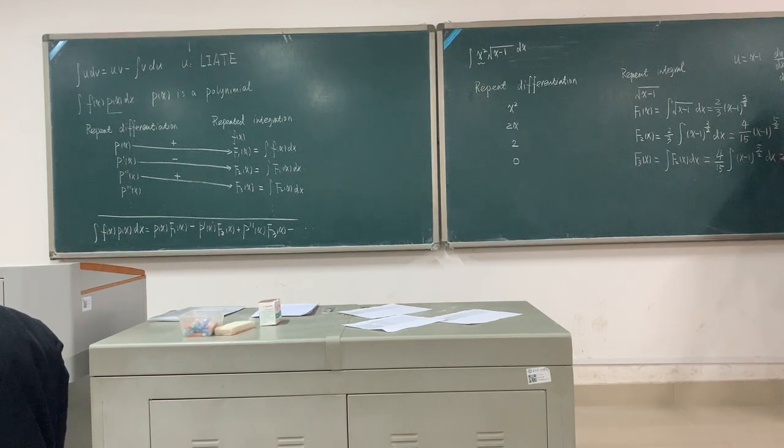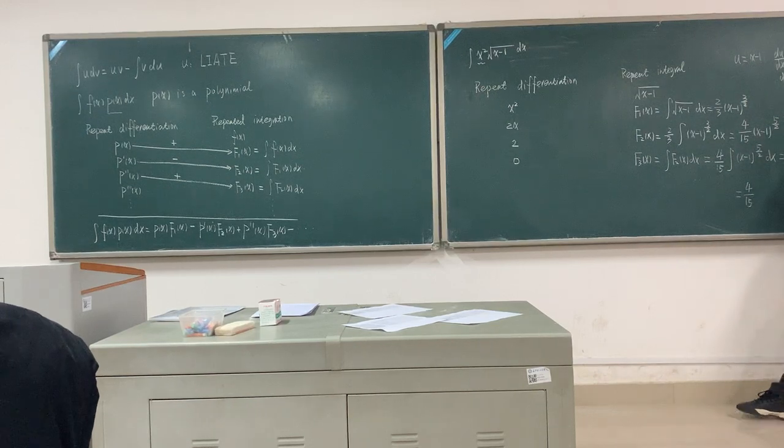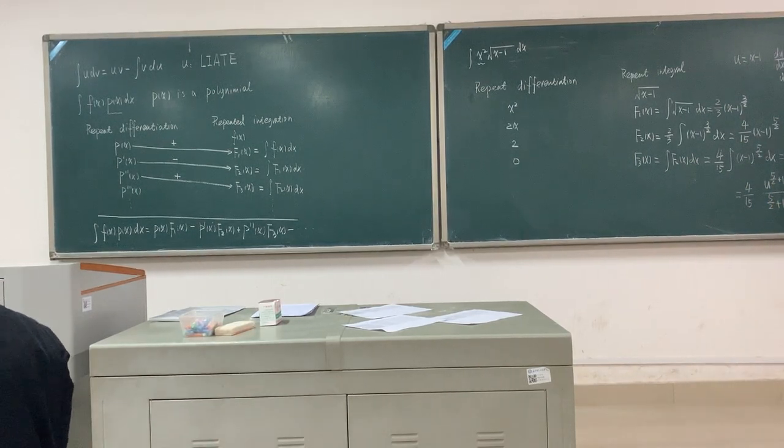So here actually is 4/15, and u to the power 5/2 du. So we need to find the antiderivative of this function. So here actually is 4/15, and u to the power 5/2 plus 1. Okay, so here 5/2 plus 1.